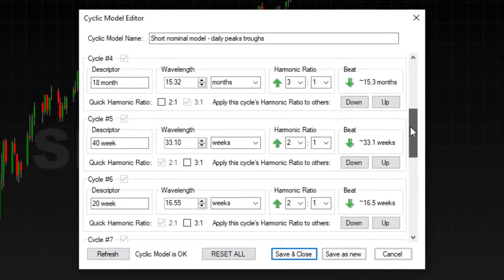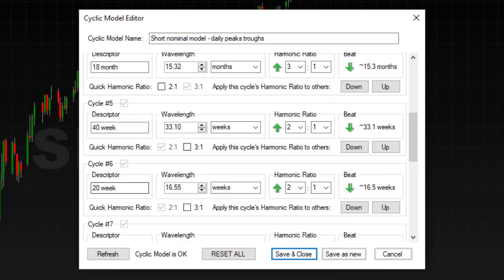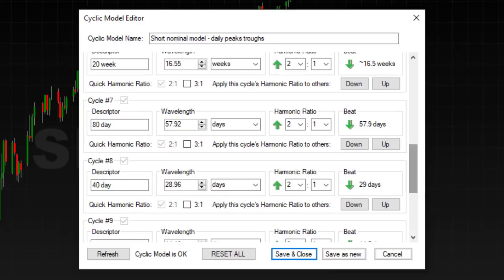Here is that nominal model with the list of cycles, and you can see that the 20-week cycle, for instance, which I'm still calling the 20-week cycle, is in fact only 16.55 weeks long, as opposed to over 19 weeks long. And you can see that the 80-day cycle is 58 days instead of 68 days, so it's a slightly shorter nominal model.